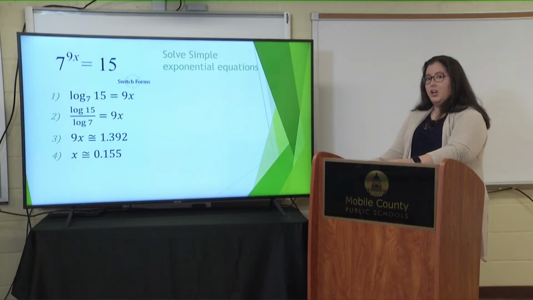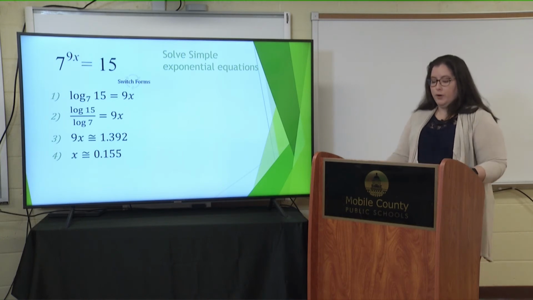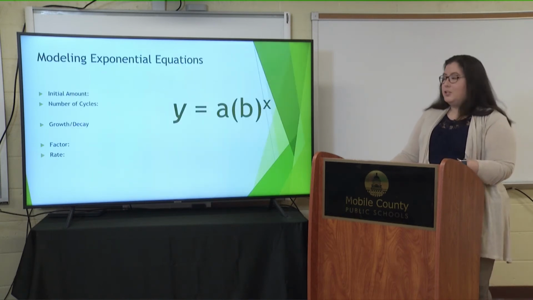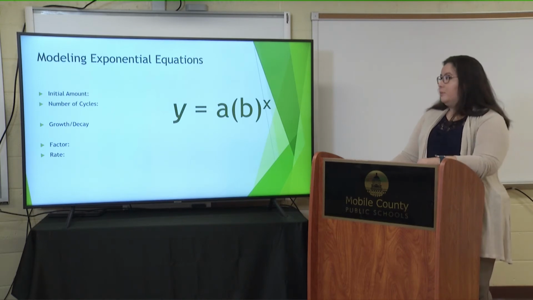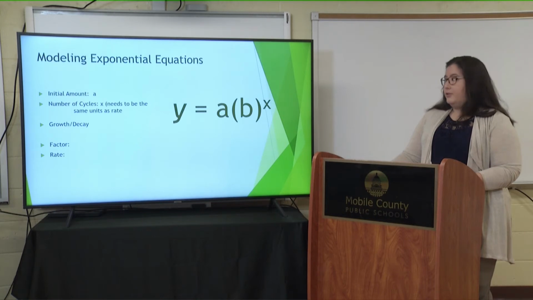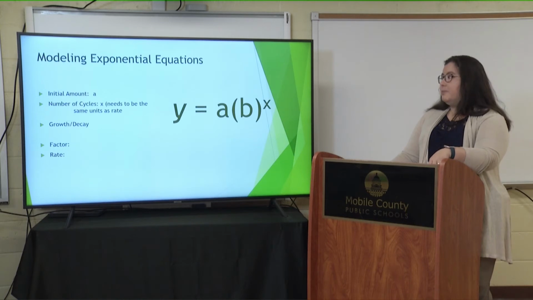Right, so we're going to take this knowledge and we're going to work towards some word problems. So it's going to take us a little bit to get there, so stay with me. All right, so if you remember our models for exponentials, we had y equals a times a base with an exponent. Okay, so our initial amount is the a, right? So this is the amount that we're starting with. The number of cycles is going to be our exponent, and it's going to be in the same units as our rate.